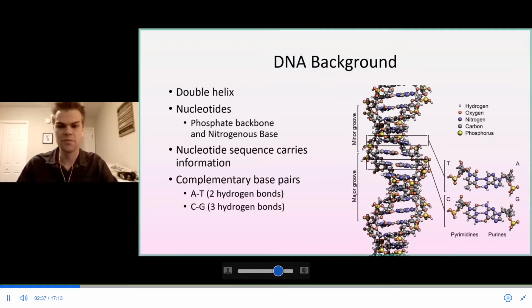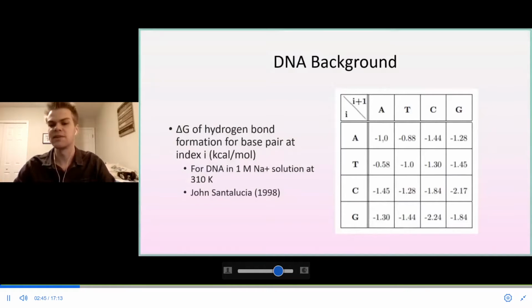But if you want to know the exact energy that it takes to separate it, you have to refer to this table, because it depends not only on whether a given base pair is an AT pair or a CG pair, but also on what the next base pair down the sequence is. So here we see the delta G of hydrogen bond formation, the change in Gibbs free energy, for a base pair at index I. And it depends not only on the base pair at index I, but also on the base pair at index I plus 1, so the next one down the DNA sequence. And as you can see, the delta Gs are generally larger in absolute value in the CG area than in the AT area. These values come from John SantaLucia. He found them in 1998.